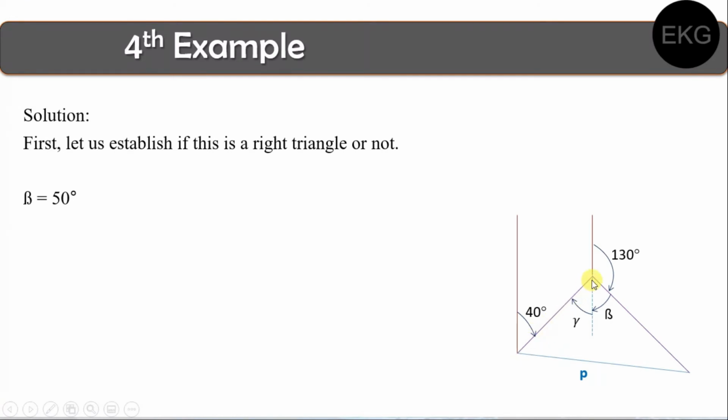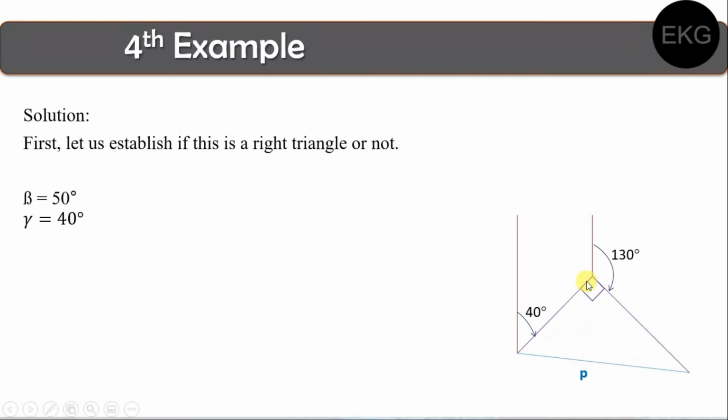Same line, may vertical line din tayo dito. So it follows this angle is also 40 degrees. Meaning, itong gamma natin dyan is 40 degrees. Now since beta plus gamma, pag i-add natin yan, we'll have a 90 degree angle. Therefore, this triangle na nabuo natin is actually a right triangle.